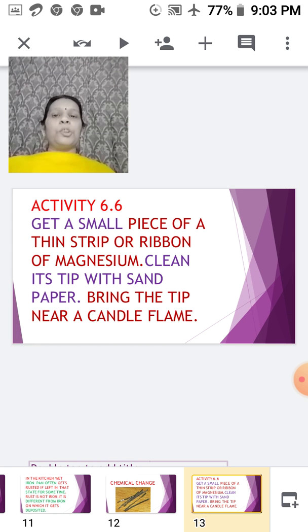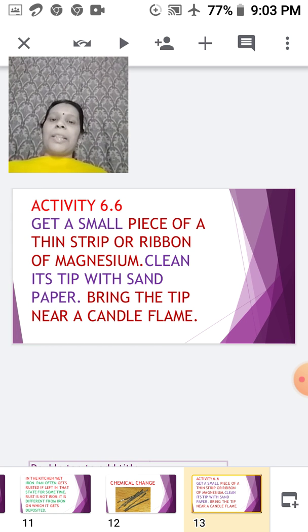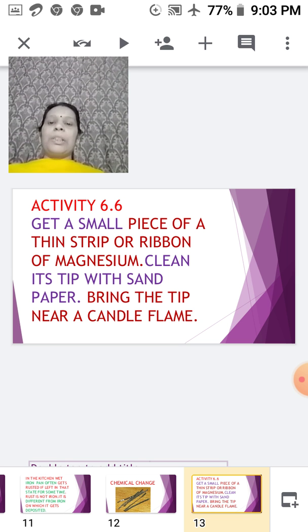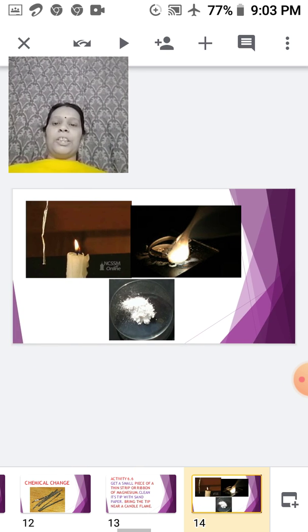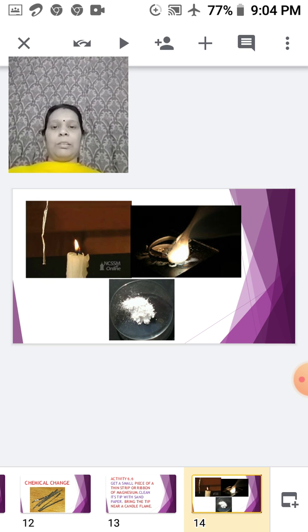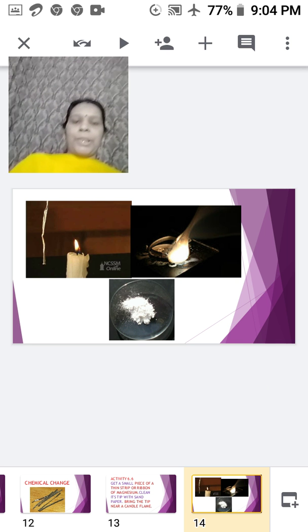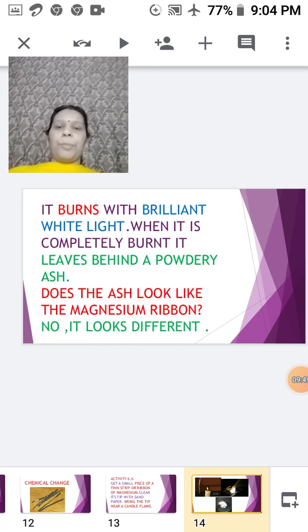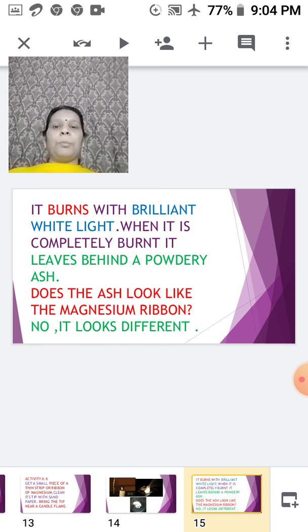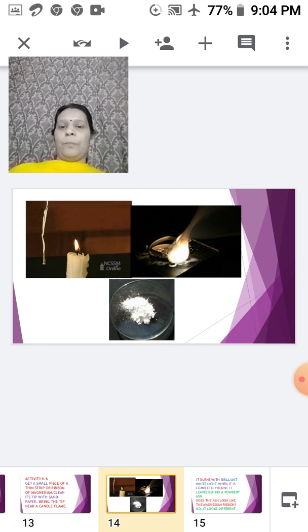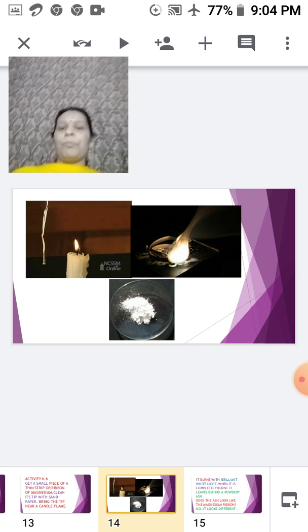So what we are going to do in this activity now? We will take a small piece of this thin strip of ribbon of magnesium. We will clean it with sandpaper, and then we will bring it near your candle. So here you can see when we are bringing it near the candle, what is happening. It burns with a brilliant white light. And when this completely burns, now it is changing into ash.